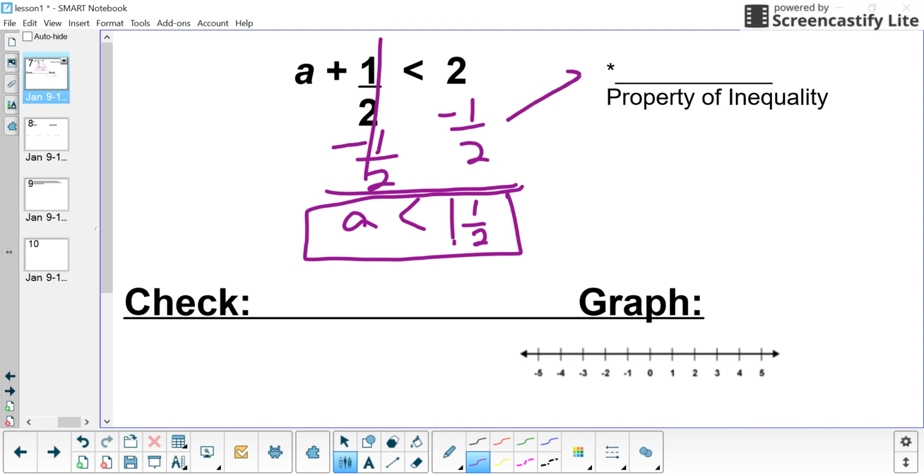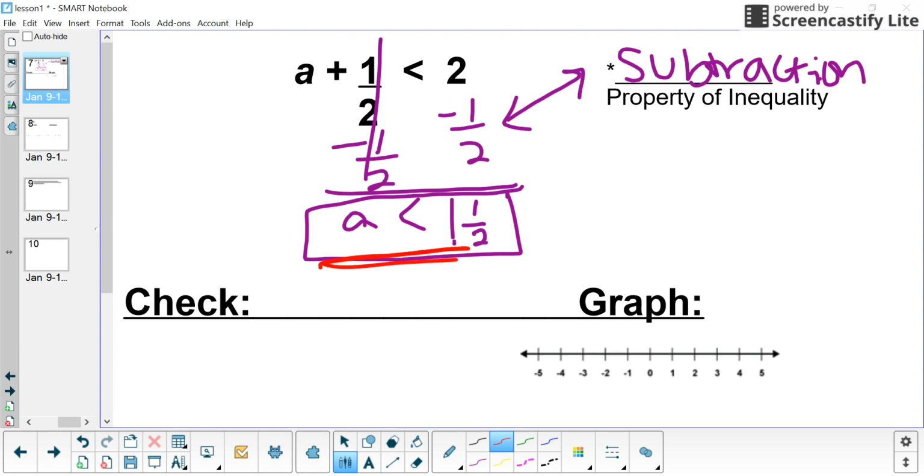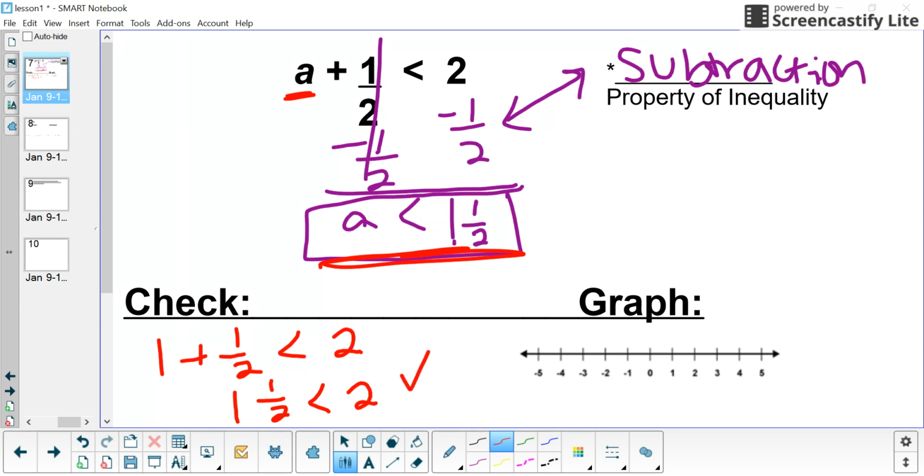So if we were to recap here, we did the subtraction property of inequality. We subtracted the same number on both sides, right? Now when we go to check, we're going to plug in any number less than 1.5. So, I don't know, 1 is less than 1.5, right? So I'm going to plug in 1 for A. And that should get me a number less than 2, which it does. So that checks out. So now when I go to graph, 1.5 is between 1 and 2, and it's going to be an open circle because it's a less than symbol, and then it's going to go to the left.